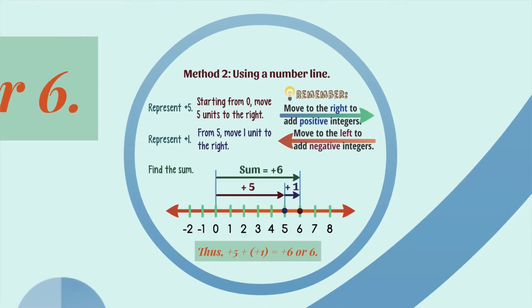Let's have another example in adding integers with the same sign. Let's find negative 3 plus negative 6. We will try both methods in solving this example. Let's use the first method, which is using counters.